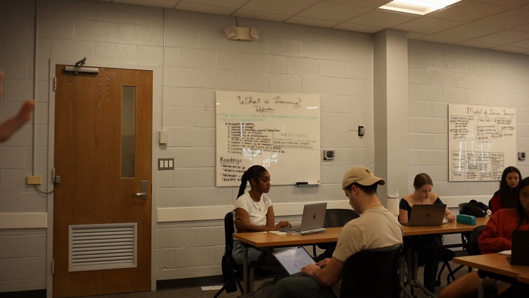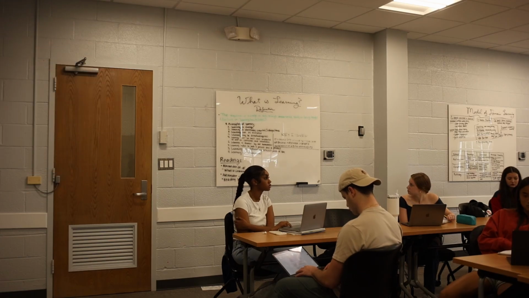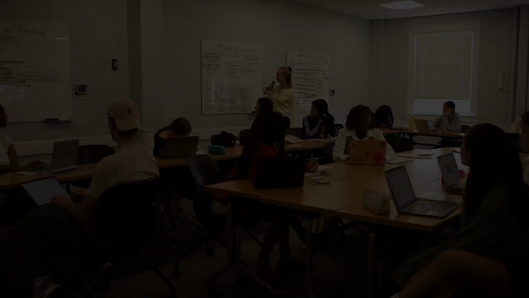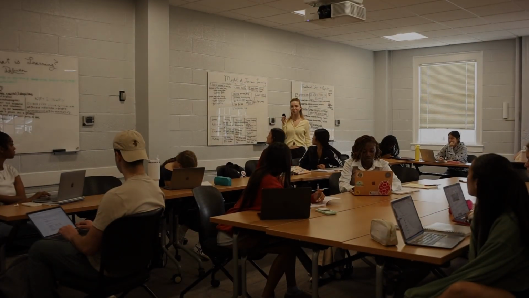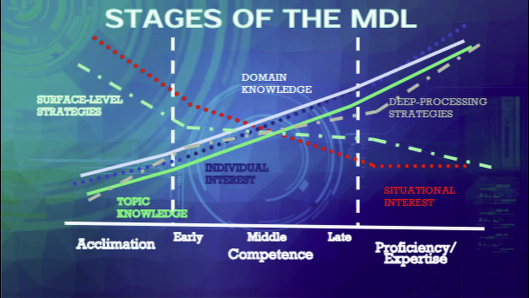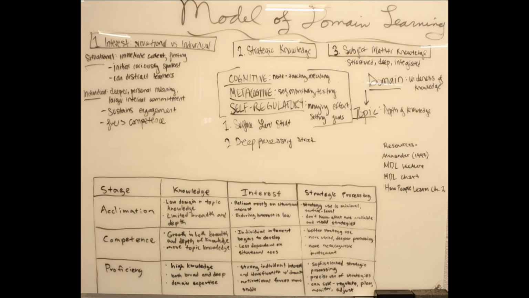Thank you. Who wants to do the model of domain learning? Okay, so there are 3 parts to the model. Would you say parts is a good word to the model of domain learning? First is interest, and from there it can be separated to situational versus individual interest. Situational is temporary, it's immediate, it sparks initial curiosity, but it's fleeting, and it can distract a learner from what they're learning or what they're really interested in. And then individual interest is more deep, and it sparks a more internal commitment.